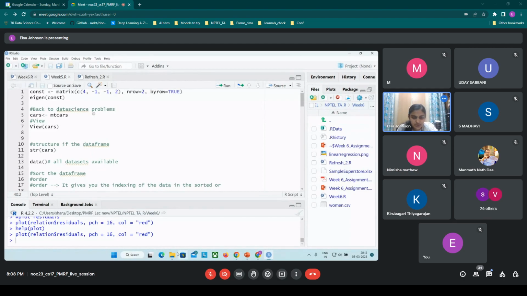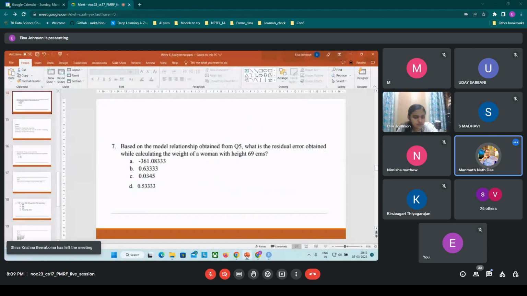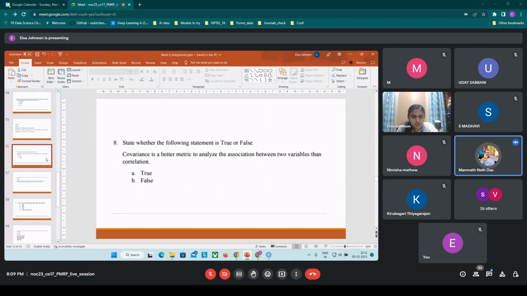Is there any extra point in your assignments that needs to be discussed, or are all the questions similar? One question is there where the x and y values are given, and one model is given, that is y with an equation, 0.2x and 60. It is asked to calculate the r square and adjusted r square value. That is one type of assignment.